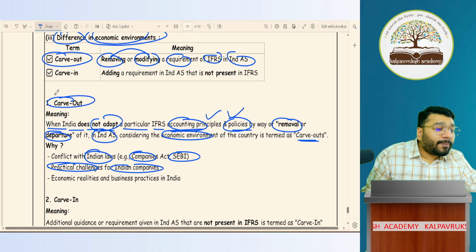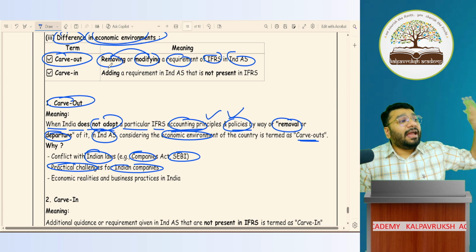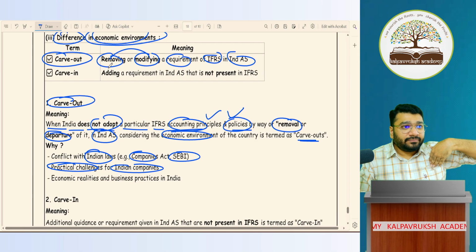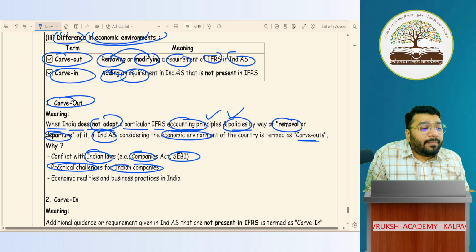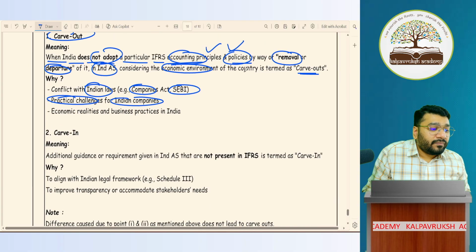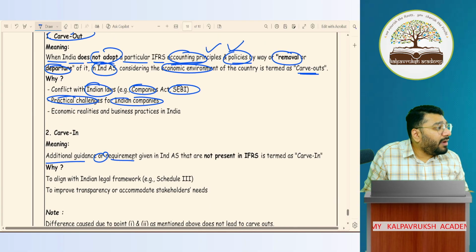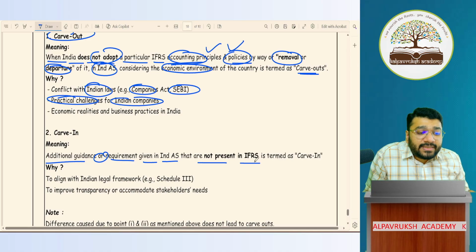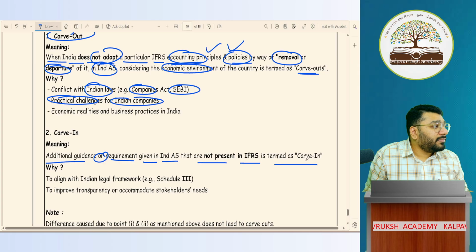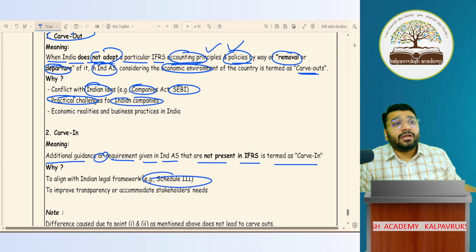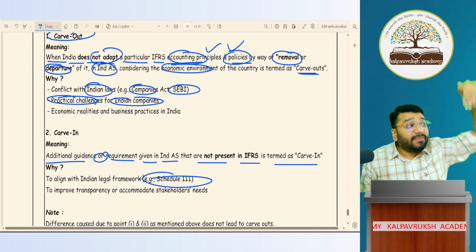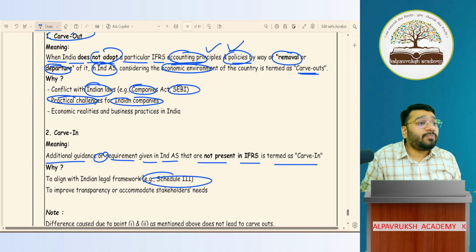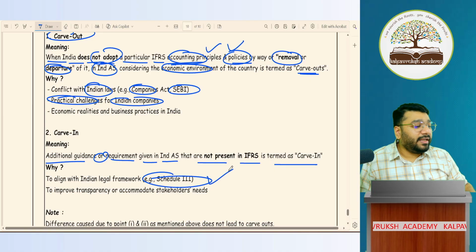What is carve in? Any point which was not there in IFRS, but we added from our end, extra flavor that we added from our end, is called as carve in. Adding a requirement in Ind AS which was not present in IFRS is called as carve in. Additional guidance or additional requirement given by Ind AS which is not present in IFRS is termed as carve in. For example, there's something being suggested by Schedule 3. To comply with Schedule 3, they said that these points we have to bring in, this principle and policy we have to bring in Ind AS. So if such policies are brought in, that is called as carve in. Got it? Not got it?